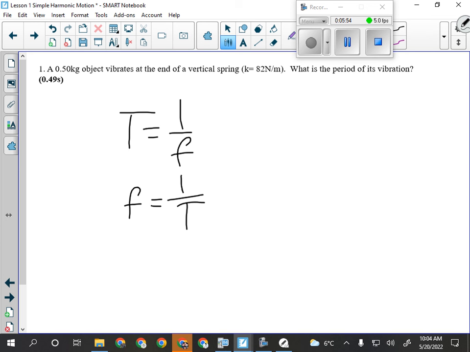That was the main reason that I wanted to go over some of these, just so that we remember frequency and period are the inverse of each other. Period is the time for one oscillation, and frequency is the number of oscillations per second.